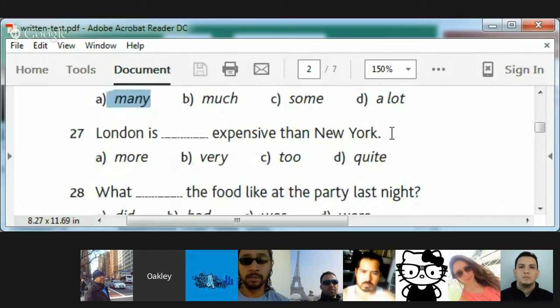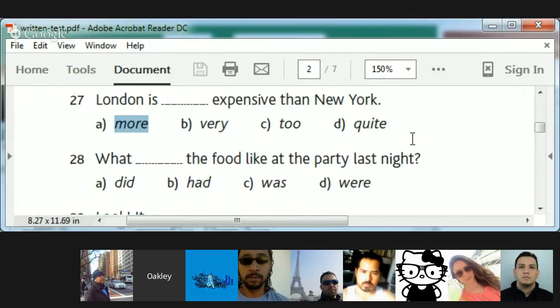Heidi, 27. London is more expensive than New York. All right, the very basic comparative adjective structure. With an adjective which is more than one syllable, we use more as a comparative, or less. You can use less expensive, more expensive. And that is correct. Okay, good job.